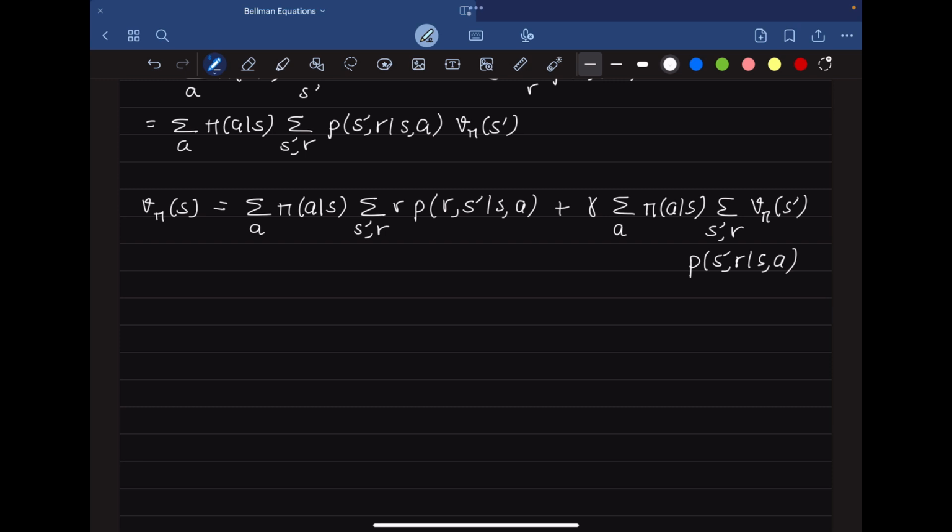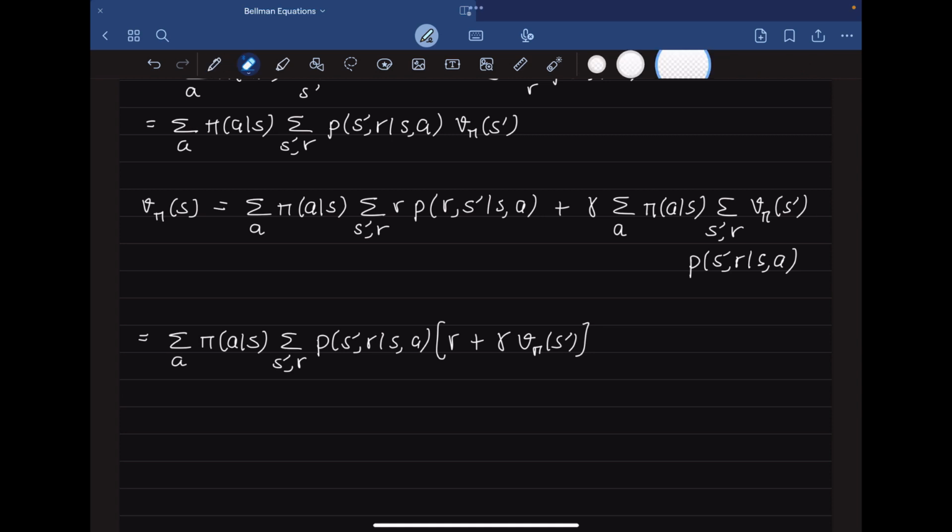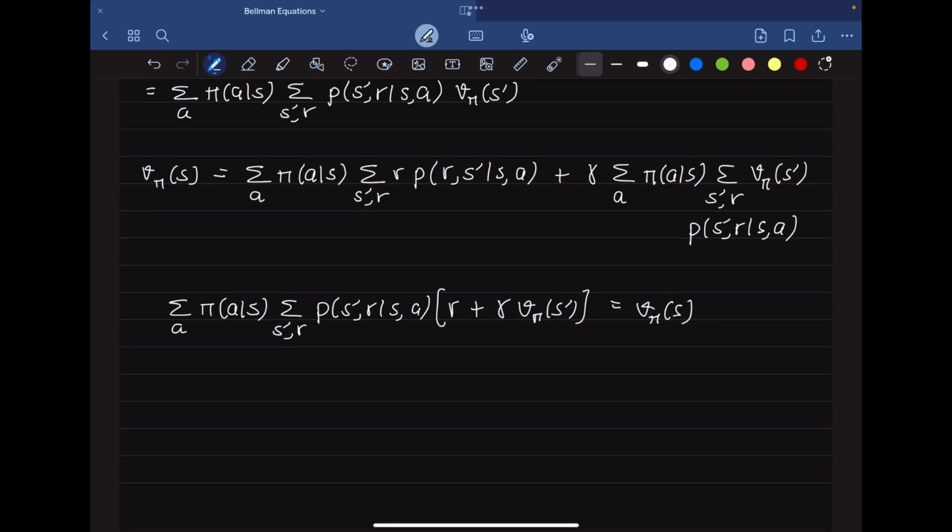And so we can now take a lot of things common outside. So this will be summation over all the actions, multiplied by R plus gamma times the value function of the next state. Right, so this is basically the Bellman equation concerning the value function of the states. And now this Bellman equation will basically help in establishing a recursive relationship between the value of the current state and the value of the next state.